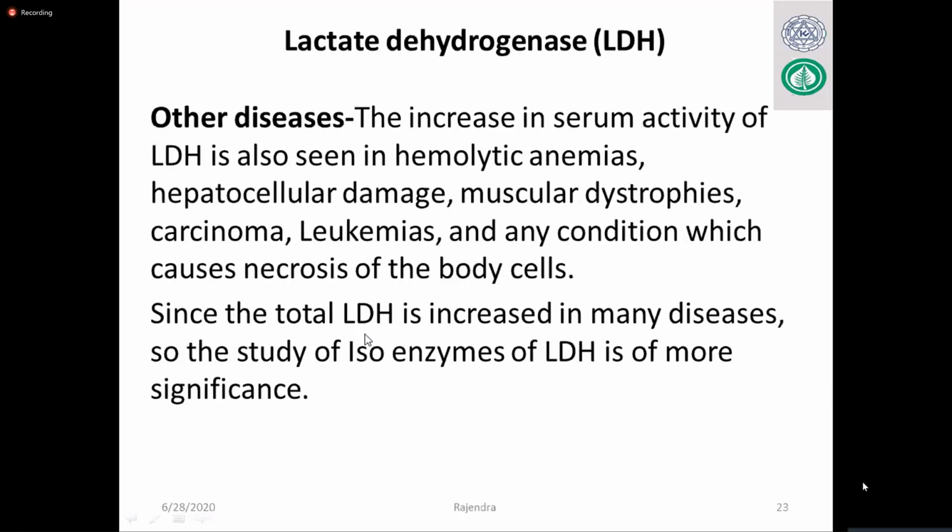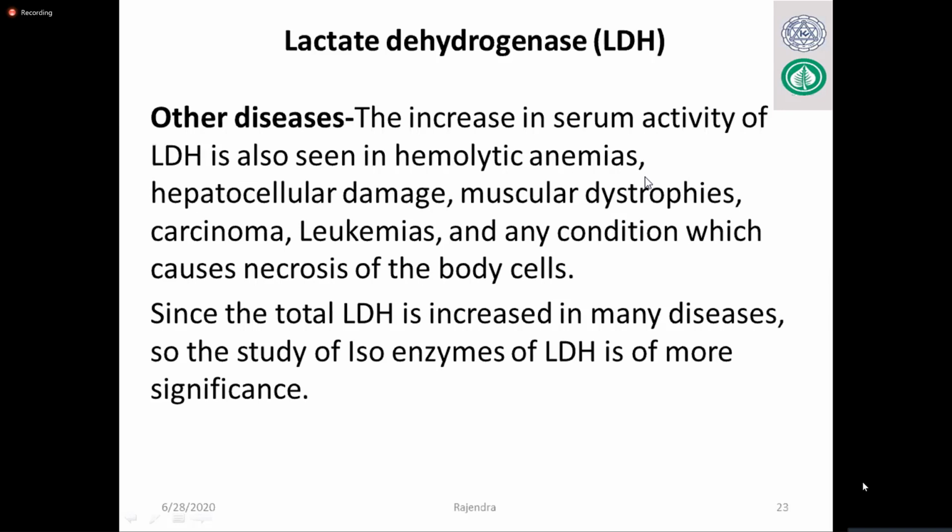Other diseases also. But once you get a very high value of LDH, it doesn't mean that the patient must have a heart attack. No, there are other reasons also. Other diseases that increase the serum activity of lactate dehydrogenase are also seen in hemolytic anemia. See, if a patient has hemolytic anemia, I told you, because hemolysis can increase the LDH value.